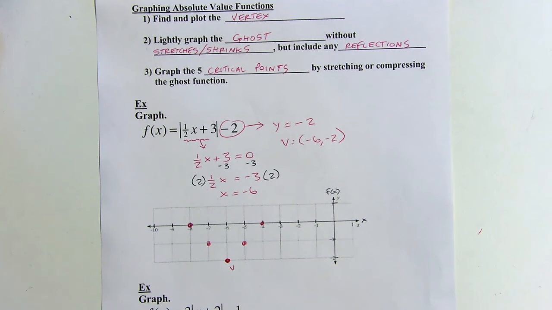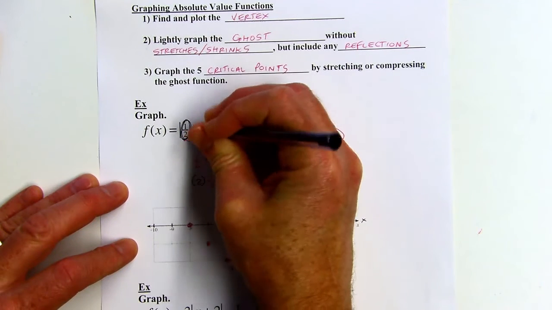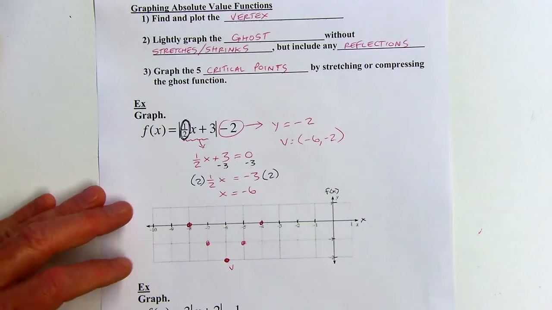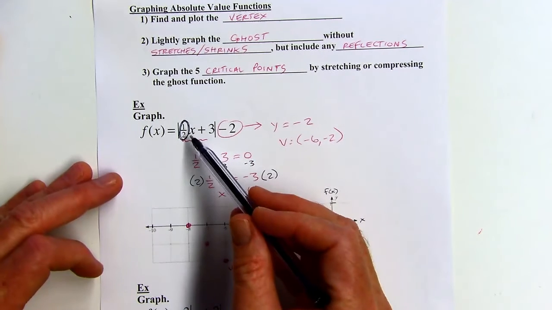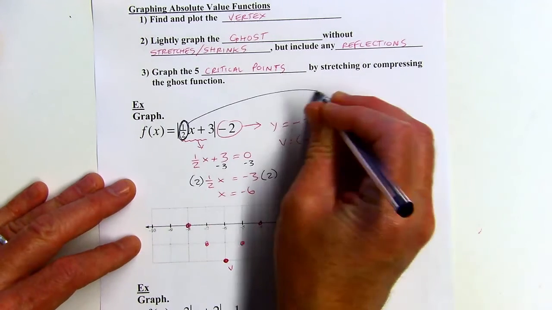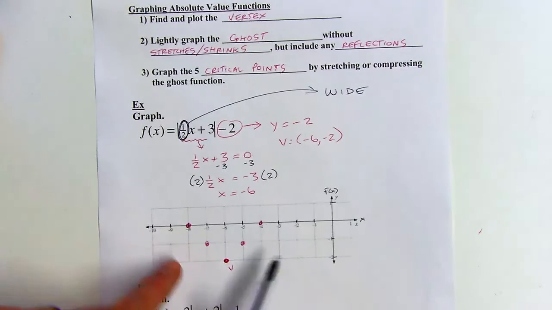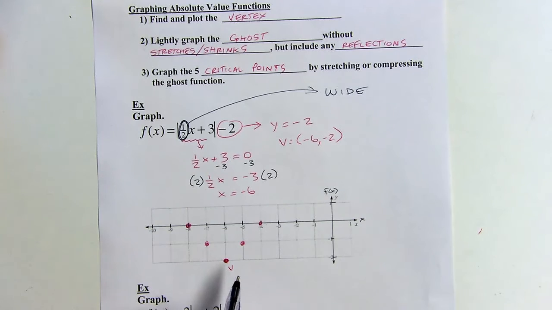But now I'm seeing that I do have this 1/2 I have to deal with, okay? So I'm not going to use that chart. Here's how I think of it. I think, okay, if this is a number more than 1, it makes it narrower. If it's less than 1, it's going to make it wider. So I know that my v is going to end up looking wider than this original function, okay? Than my ghost, I mean, all right?